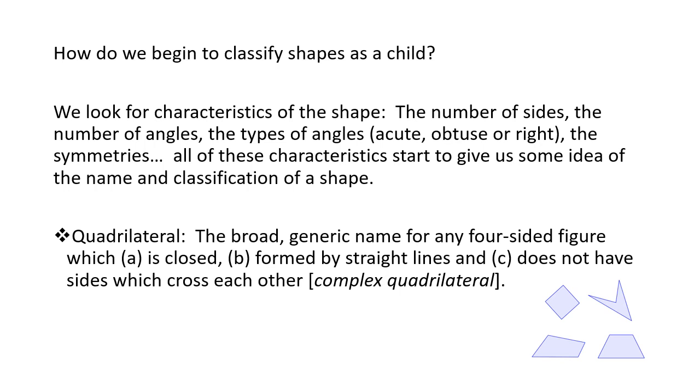So when we think about how we classify shapes, the first thing we do when we're kiddos is we look at certain very basic characteristics of a shape. So the number of sides. We begin to recognize a triangle is different from a square because a triangle has three sides and a square has four sides. The number of angles, and the number of angles is typically related to the number of sides. So a triangle has three sides and three angles.